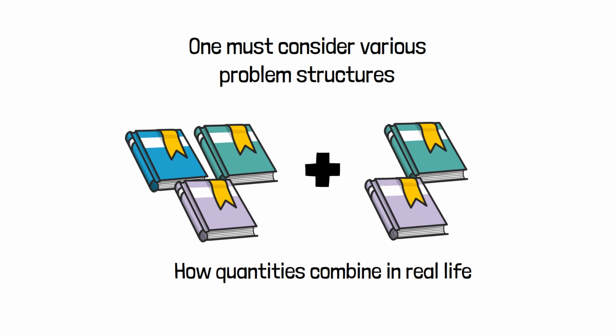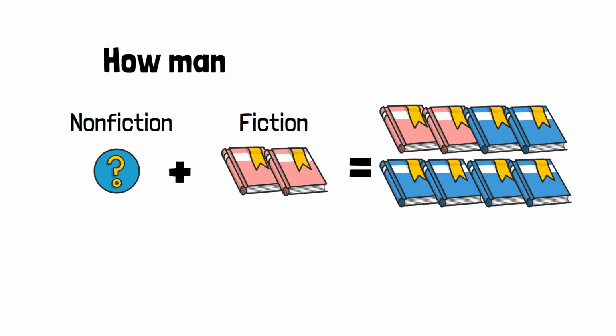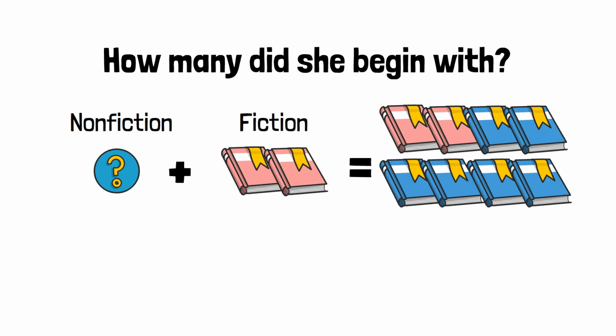In contrast, the separate start unknown structure, as in: Marianne had some nonfiction books and 2 fiction, she now has 8 books. How many did she begin with? This requires students to think backwards to determine the initial quantity. This type of problem fosters an understanding of subtraction as the inverse of addition, reinforcing the relationship between these operations.